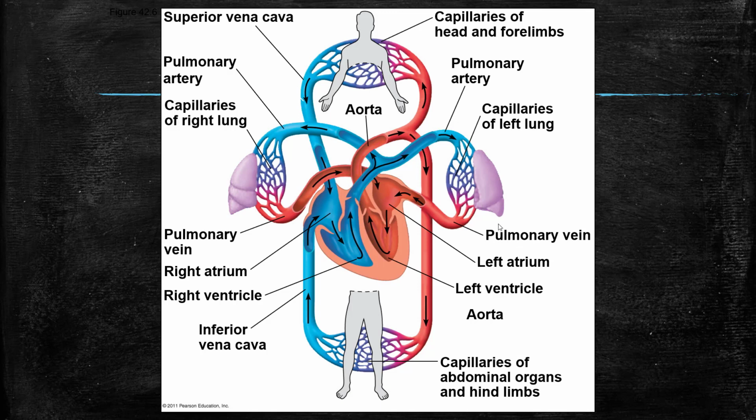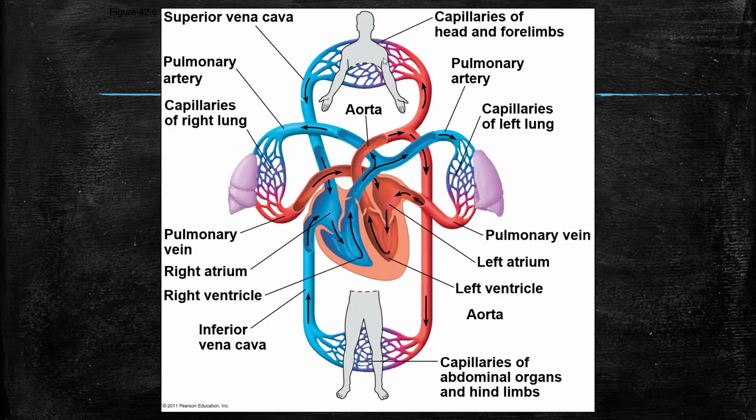It returns back to the heart via the pulmonary veins. Then it goes into the left ventricle where it's pressurized again and it heads out via the aorta. See the word aorta there? That's the big artery leading out of the heart here. It branches. Some of it goes to the upper half of the body. Some of it goes to the lower half of the body.